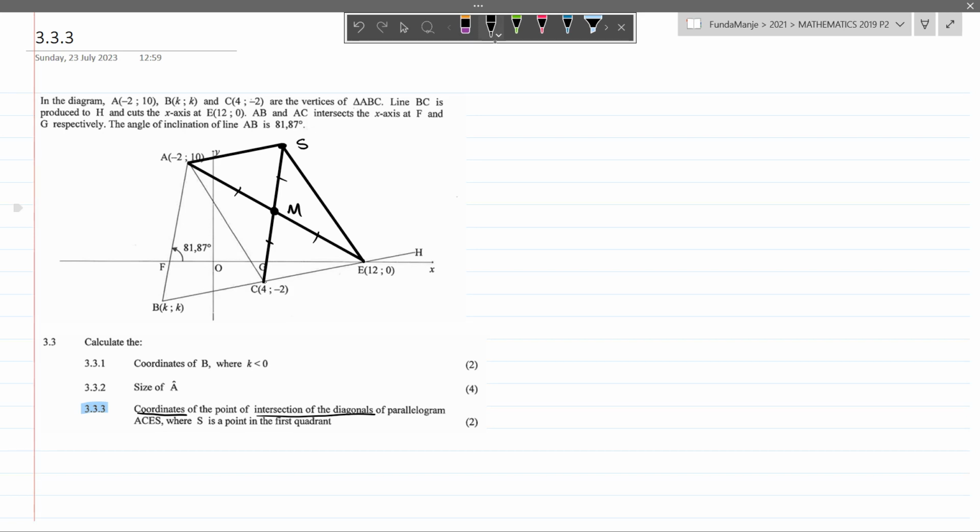So getting the midpoint of AE will allow us to get the coordinates. Using points A and E, we'll have 12 plus negative 2 over 2, and for the y coordinate we would have 0 plus 10 over 2. Then this becomes 12 minus 2 is 10, divided by 2, 5. 0 plus 10 is 10, divided by 2, 5 again.